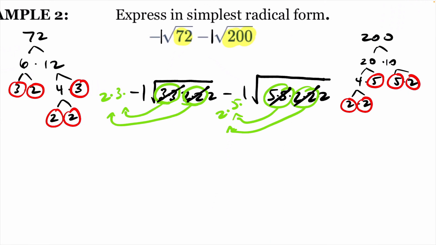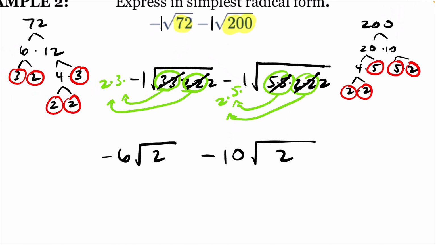Multiply. 2 times 3 times -1 is -6. The only thing that's left over is just a 2. Two times 5 times -1 is -10. The only thing that's left over is a 2. That's step 1.